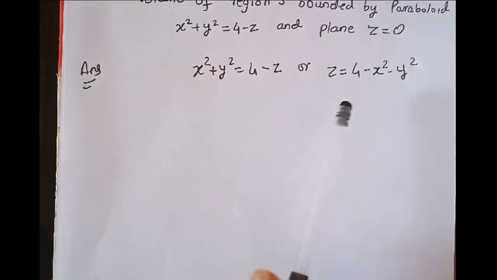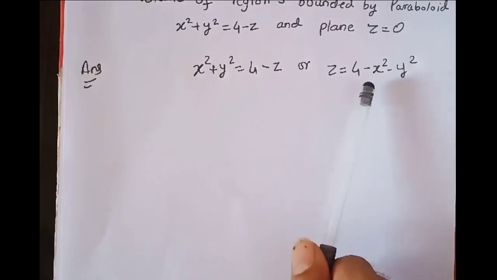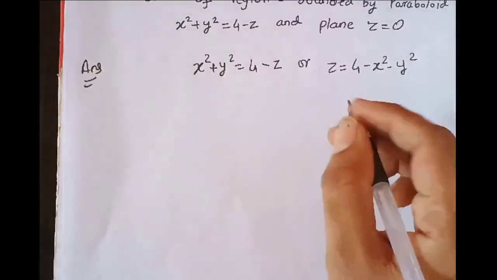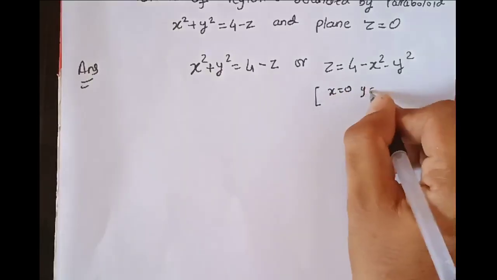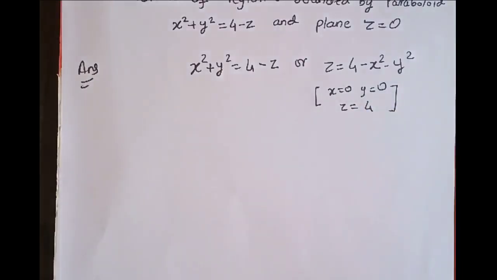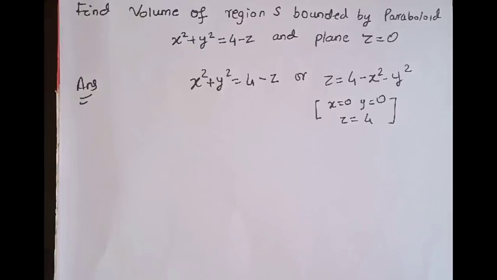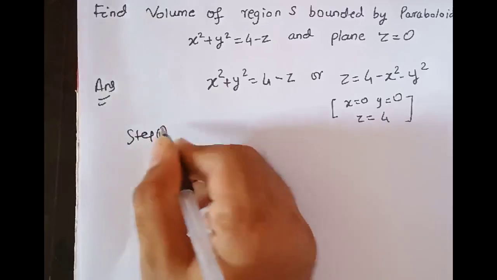Alright, so we can see it is a paraboloid because one side has degree 2 and one side has degree 1. And since this is negative, the paraboloid will be facing down. So when x equal to 0, y equal to 0, on the z axis, it will touch z equal to 4, right? So we will try to sketch the region, step 1, sketching the region.